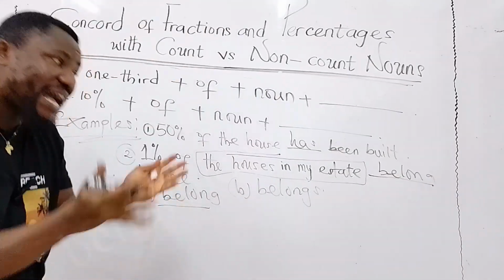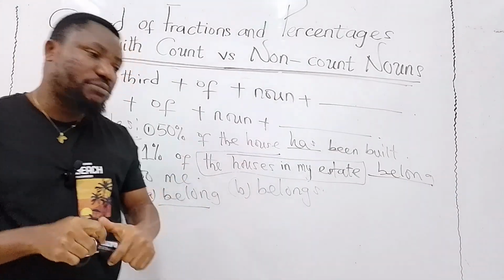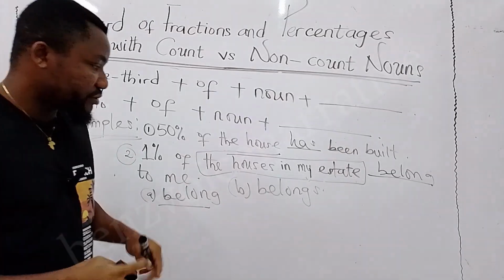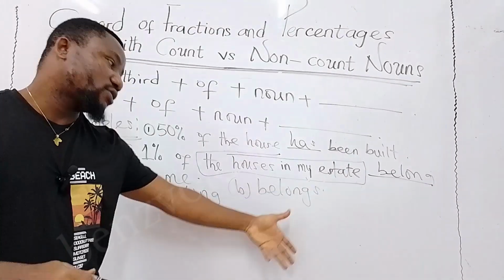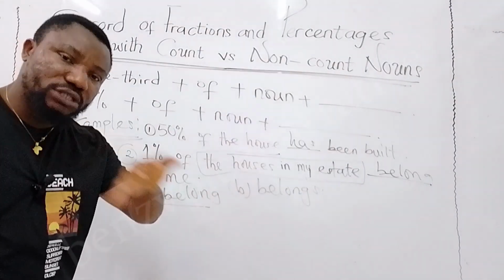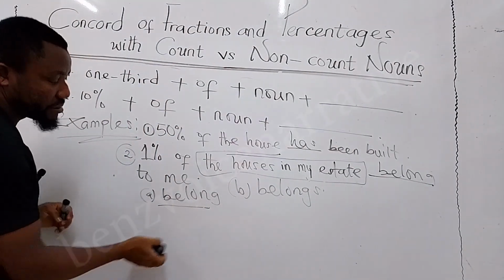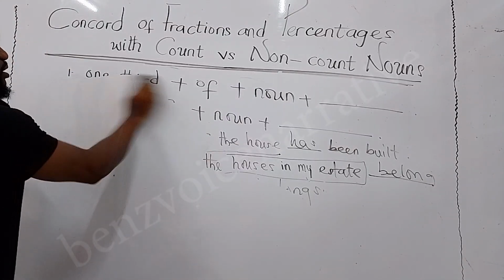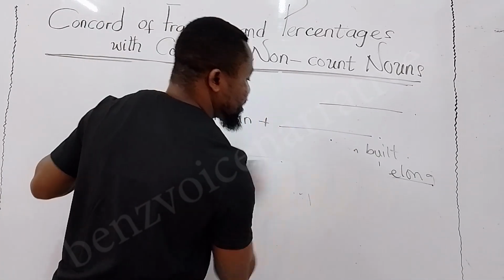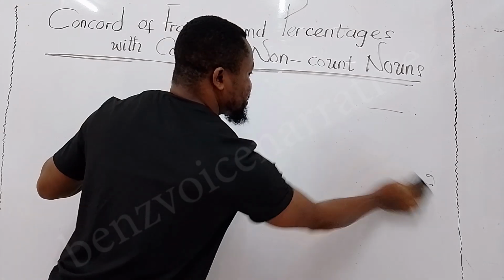1% of the many houses in my area belong to me. Of course, you should always remember that a singular verb is a verb that contains s. Of course, in this context, a plural verb usually does not contain an s as a marker. So that is that about the concord of fractions and percentages.